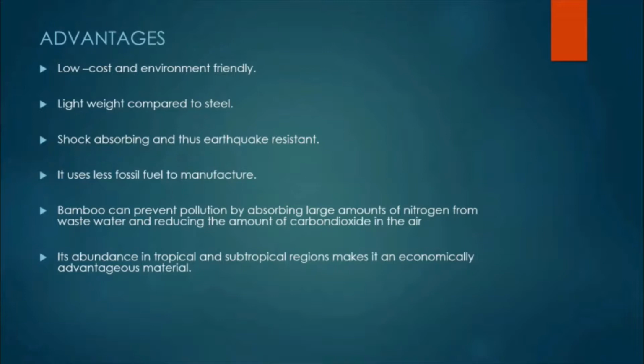Bamboo can prevent pollution by absorbing large amounts of nitrogen from wastewater and reducing the amount of carbon dioxide in the air. Bamboo is non-polluting and does not have crusts or parts that can be considered waste. Its abundance in tropical and subtropical regions makes it an economically advantageous material.